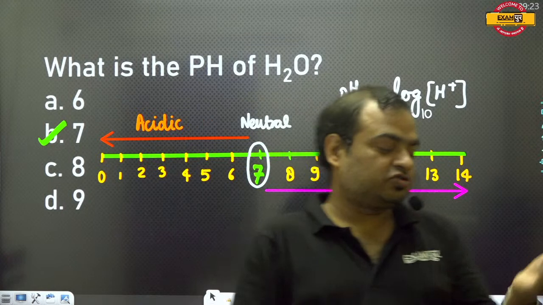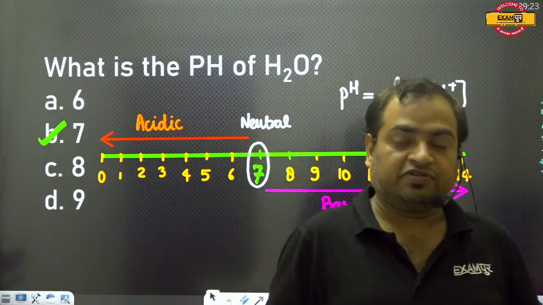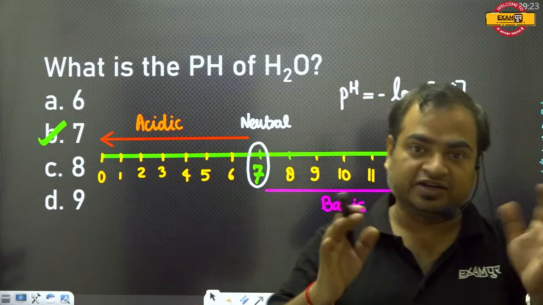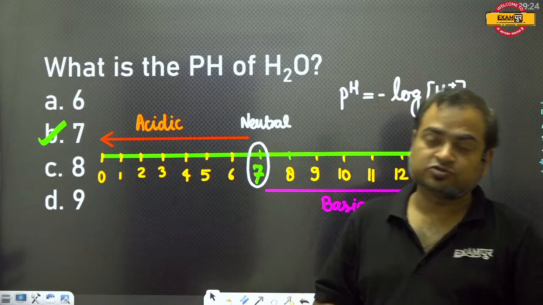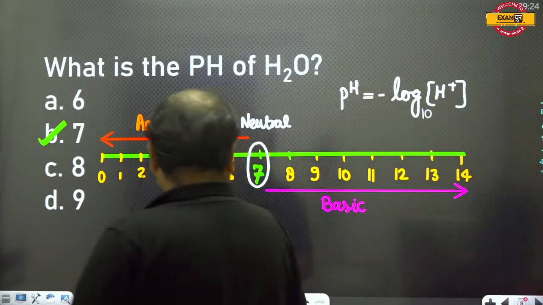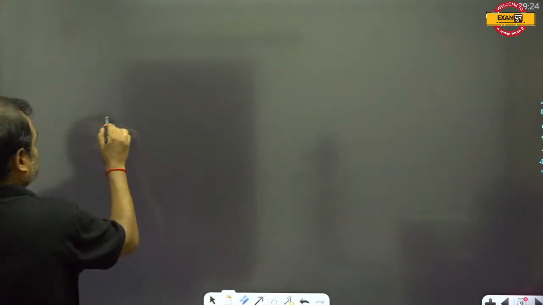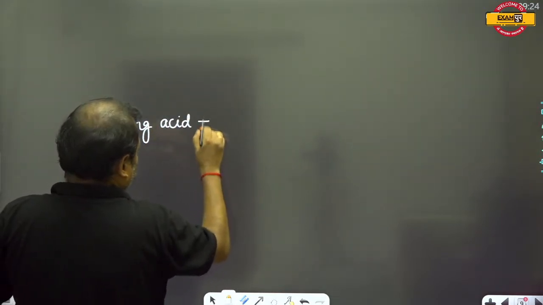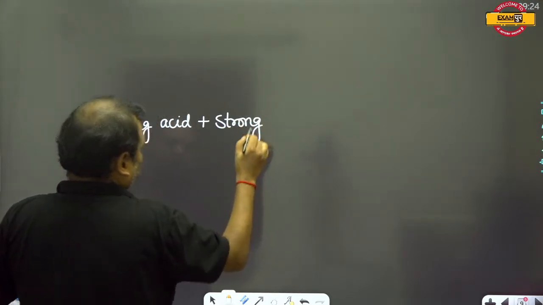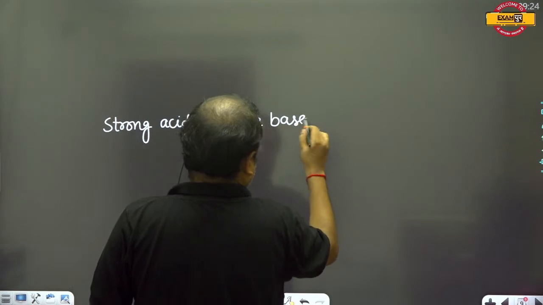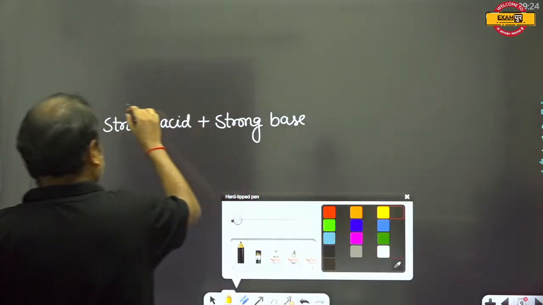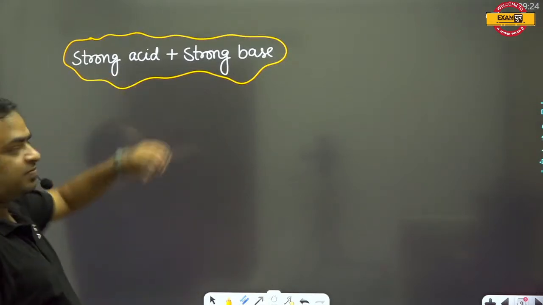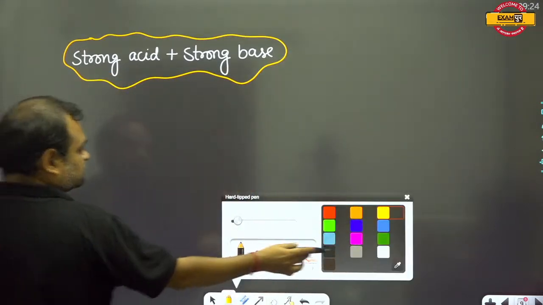When we talk about the solution of strong acid and strong base, it means 100% dissociation will take place in the water, and in this case also the pH value of the solution will be equal to 7. Suppose that strong acid plus strong base is a solution.